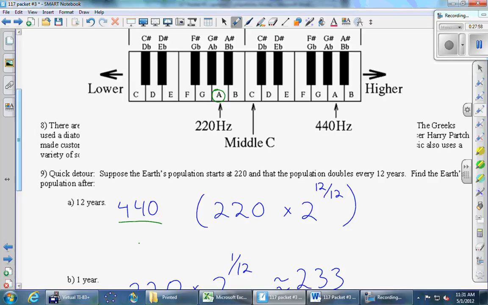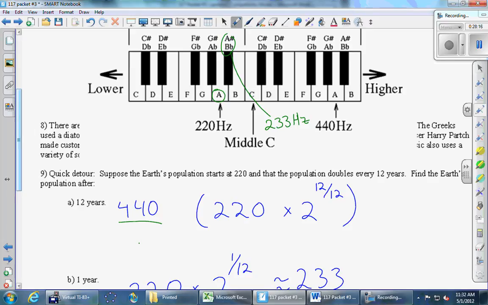It's the black key, the one note above. You've got to count the black keys and the white keys. So this one right here, you just found out, has a frequency of 233 hertz, one note above the starting note. That's why it's a 1/12.